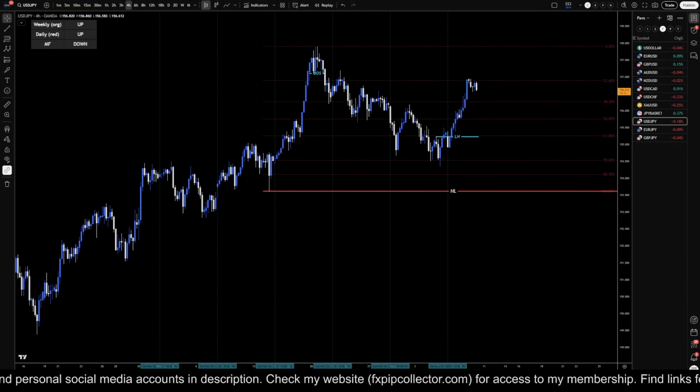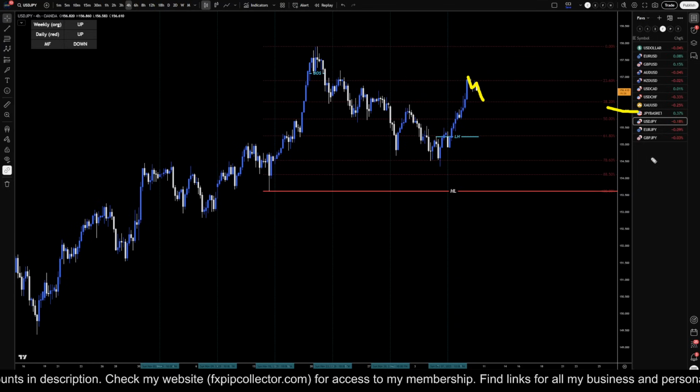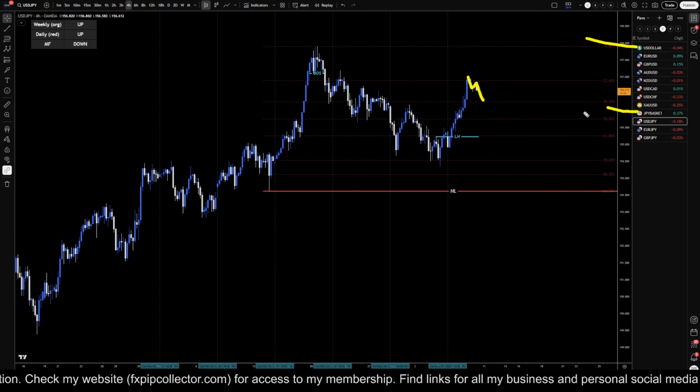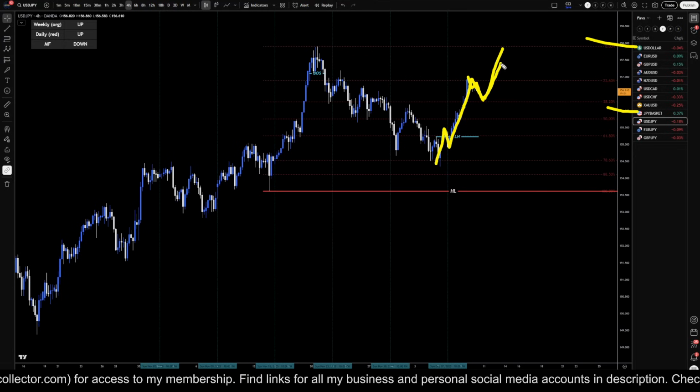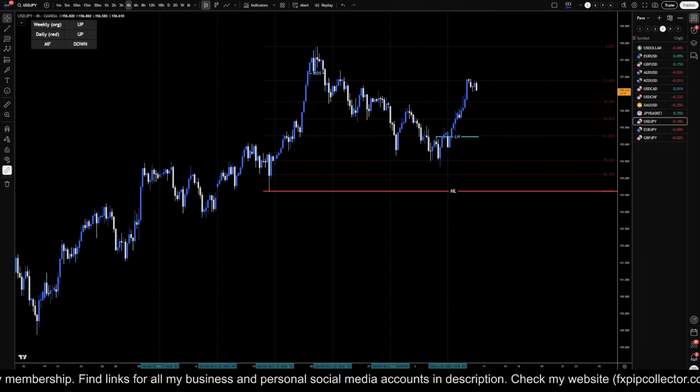Like I said, going down to the 4 hour time frame, it's hard not to continue to be bullish, especially with the JPY basket being bearish and the US dollar index being bullish for me. I think there's a good chance this is still going up in probably a 5 wave structure, probably taking out these previous highs over here.